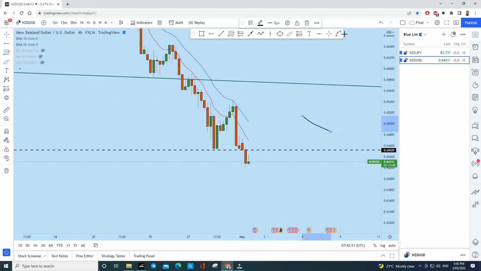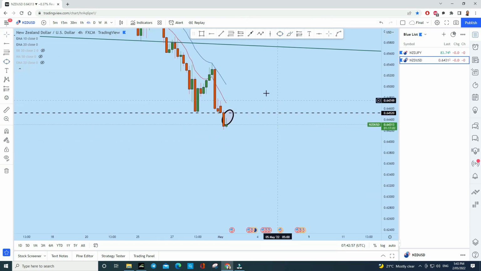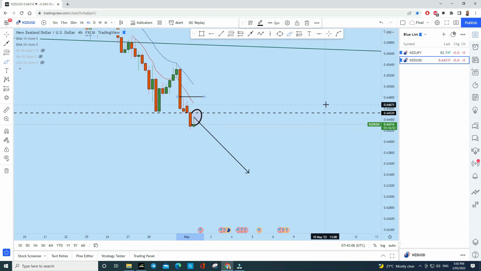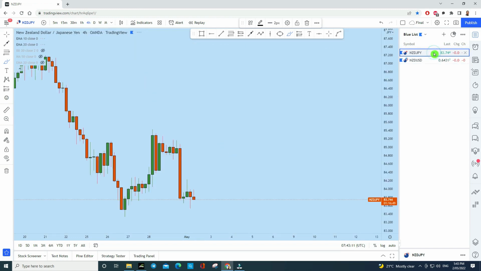The best way that we will be trading NZDUSD is to place a pending order after this candle closes, if we see proper price action confirmation to trade to the downside. Our stop loss will be above all this high, and our take profit will be at least 1 to 2 or 3 risk to reward on this one. Now let's see how NZDJPY is doing.